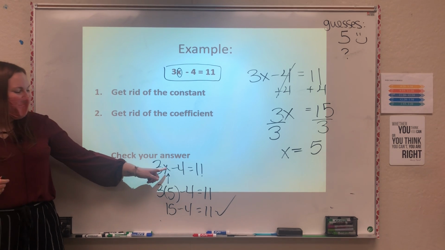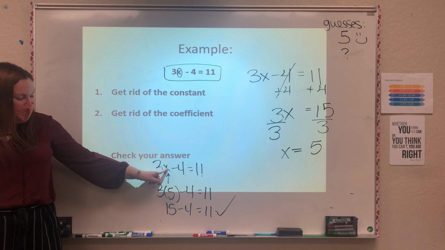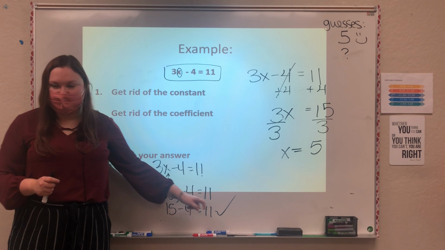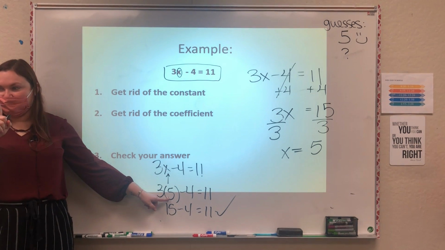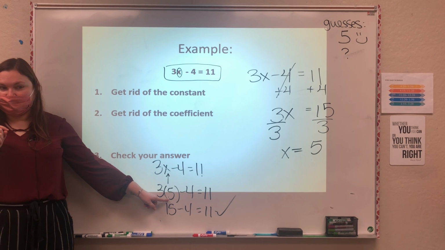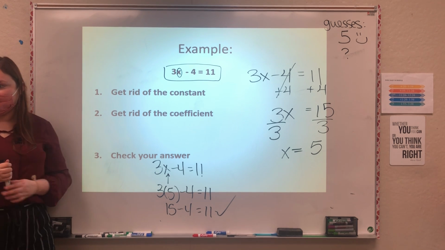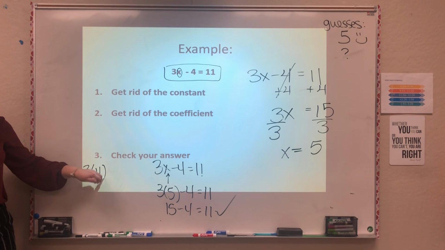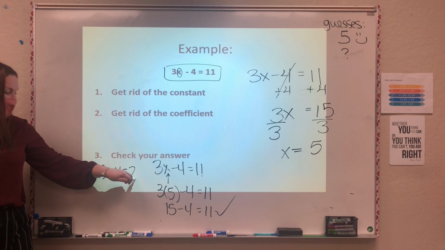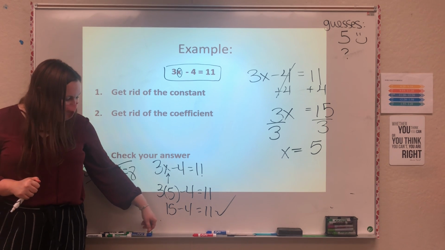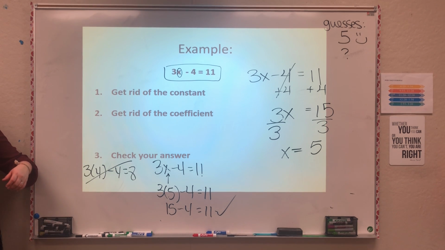How many different numbers can I put here for x so that this side equals 11? You told me 5. That's one number. Are there other numbers I could put here? So I did 3 times 4 equals 12 minus 4. That's going to equal 8. Then I did 3 times 5 minus 4, which equals 15 minus 4, which is 11.